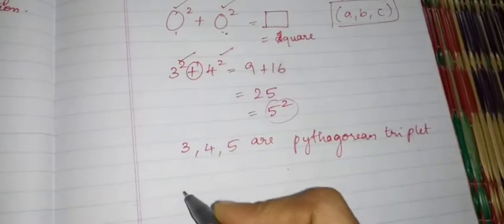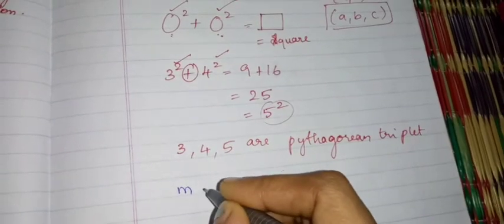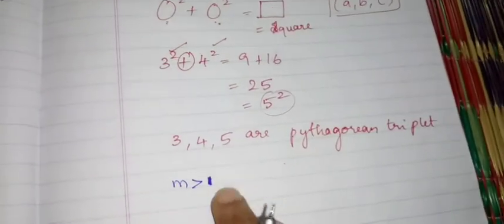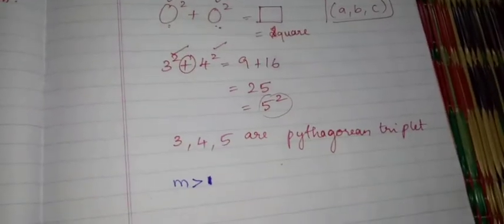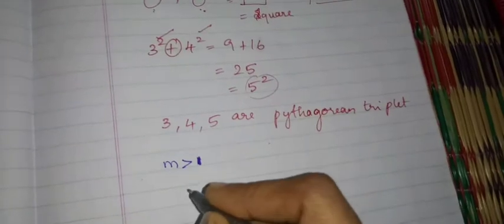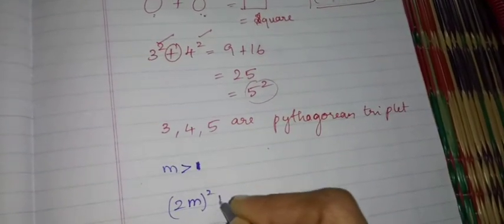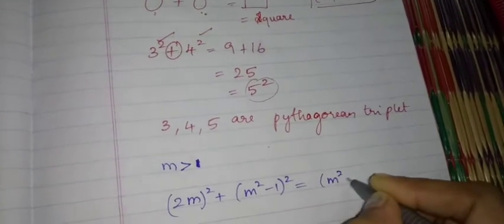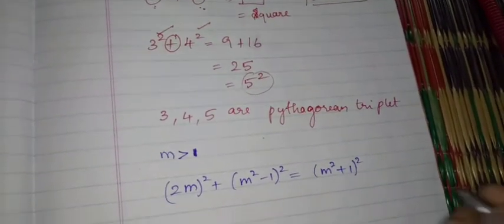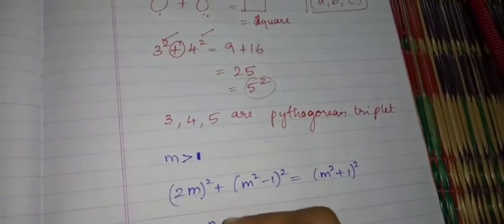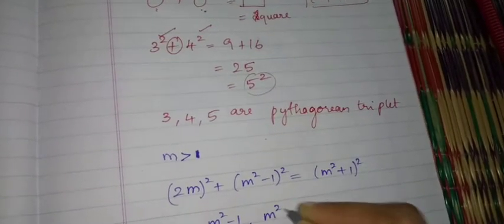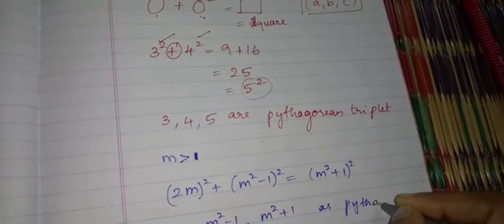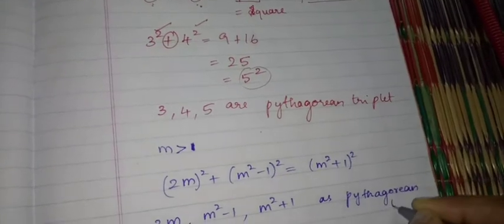So when I am taking any natural number m greater than 1, how will that Pythagorean triplet be? 2m the whole square plus m square minus 1 the whole square equals m square plus 1 the whole square. So we will say 2m, m square minus 1, m square plus 1 is a Pythagorean triplet. Listen, children.